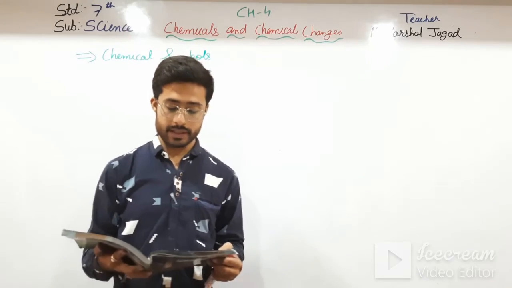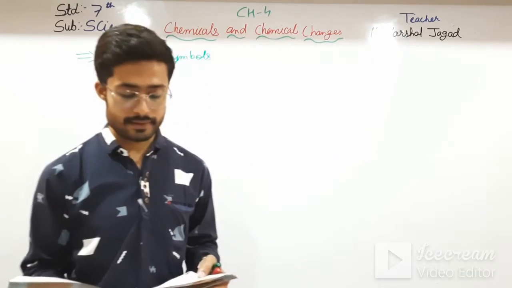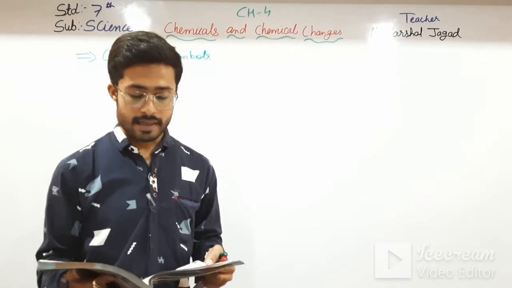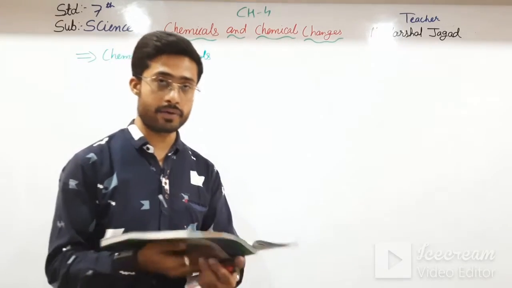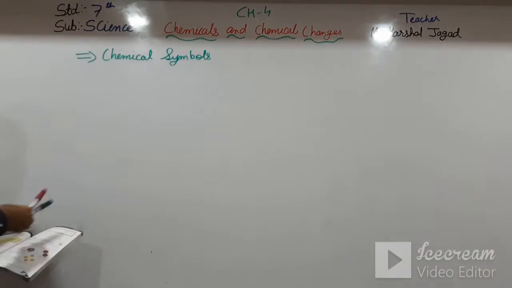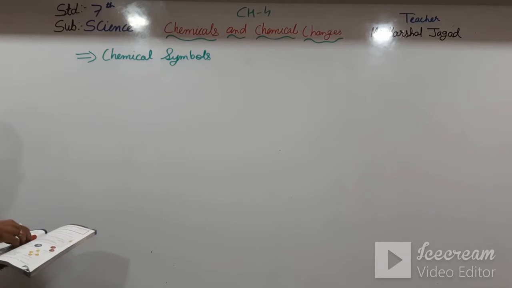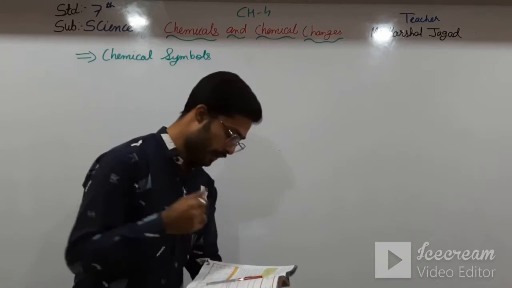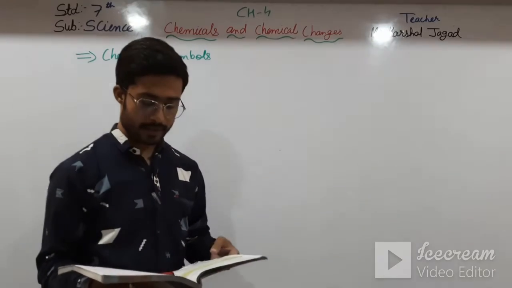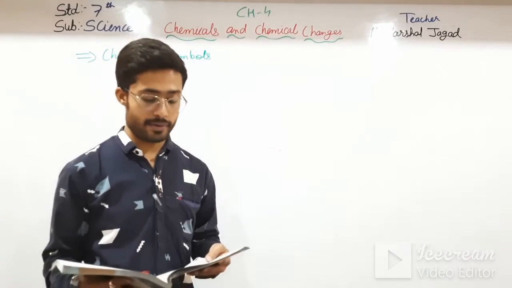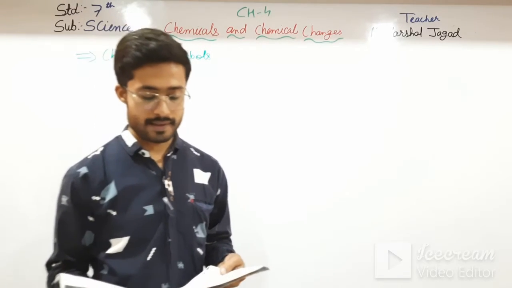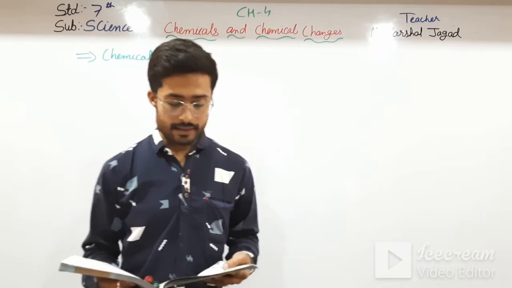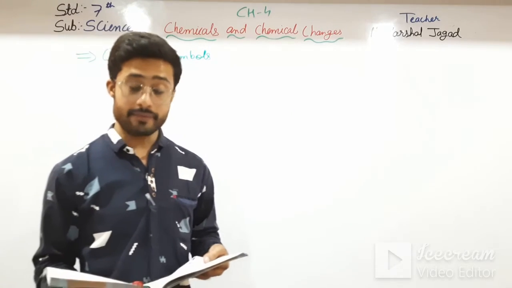See here, there are some of the rules. For some elements, the first letter appearing in the English name of the element is used as its symbol, such as hydrogen. I will draw a table for symbols of common elements. See here, for hydrogen it is H, for carbon it is C, for nitrogen it is N, for oxygen it is O.